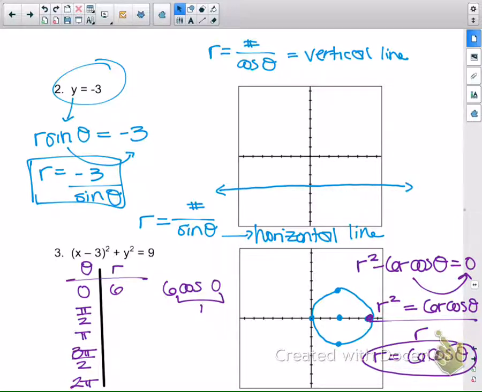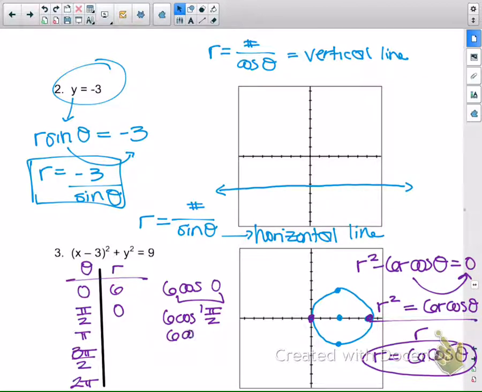What if I did 6 cosine at pi over 2? What is cosine at pi over 2? 0. So 6 times 0 gives me 0. So at pi over 2, where's pi over 2 as an angle? Pi over 2 is up this way, but my radius is 0, so where's that point going to go? 0.